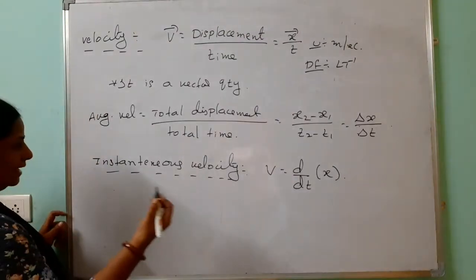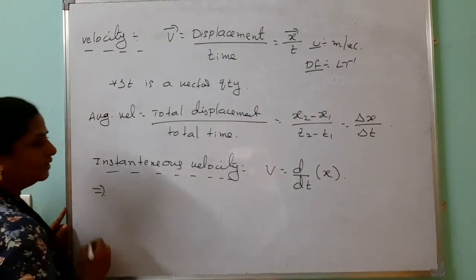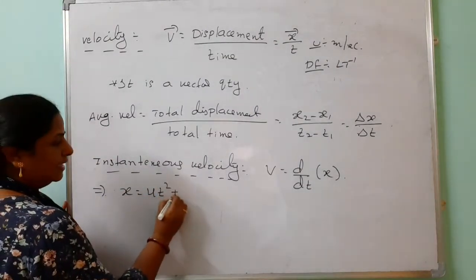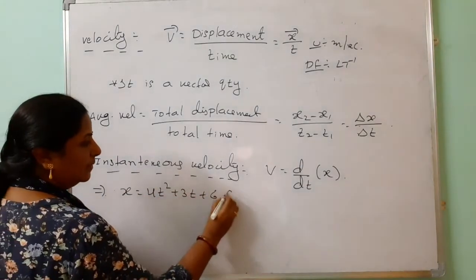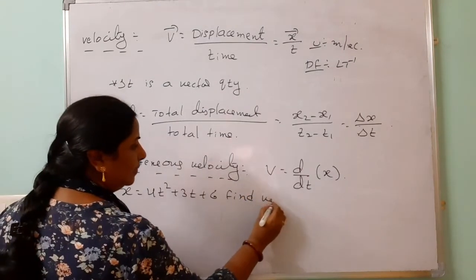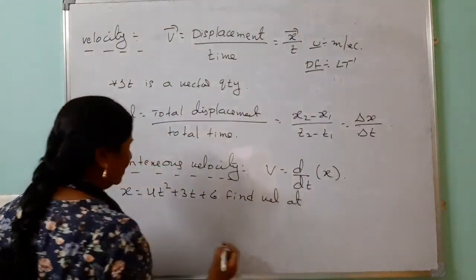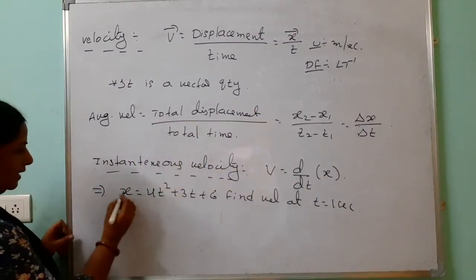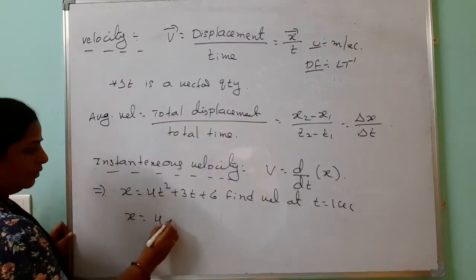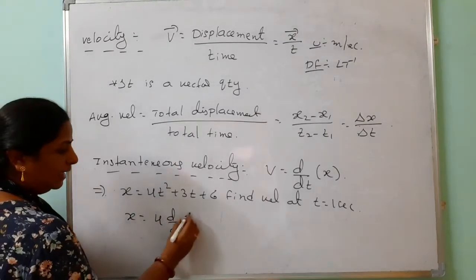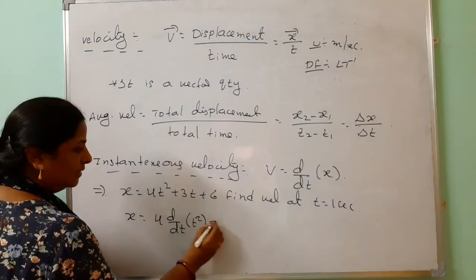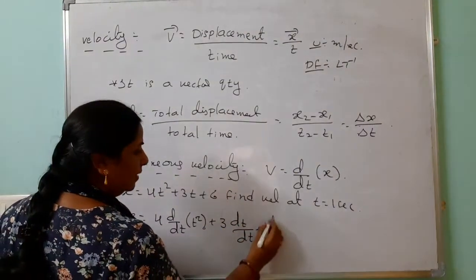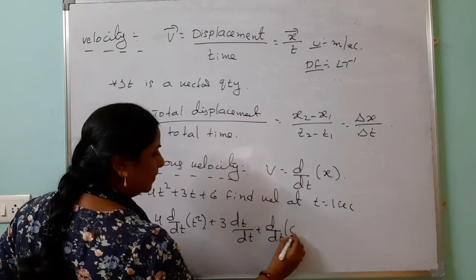In the previous class I already explained how to find the differentiation. Suppose x equals 4t square plus 3t plus 6. Find the velocity at t equals 1 second. How to find this? v equals 4 into d by dt of t square, plus 3 into dt by dt, plus d by dt of 6.